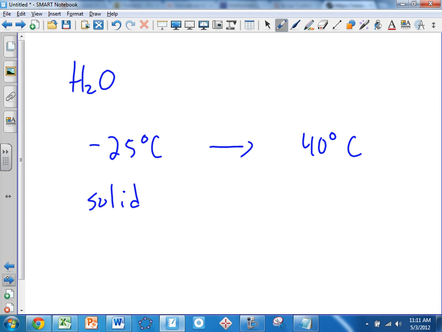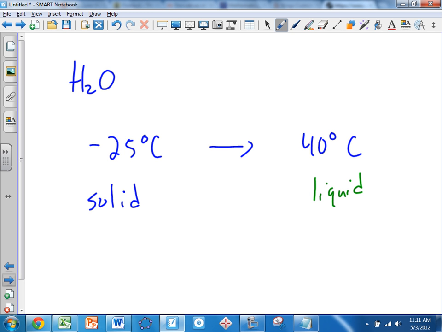Everybody, at 40, what is it called? Liquid or water. How come you know this, Christian? Good job, Christian. Because 0 is my what? Your phase change. Good, your phase change location. So it's a freezing point, or we can call it the melting point, or we can call it the... what do you call it? Fusion.